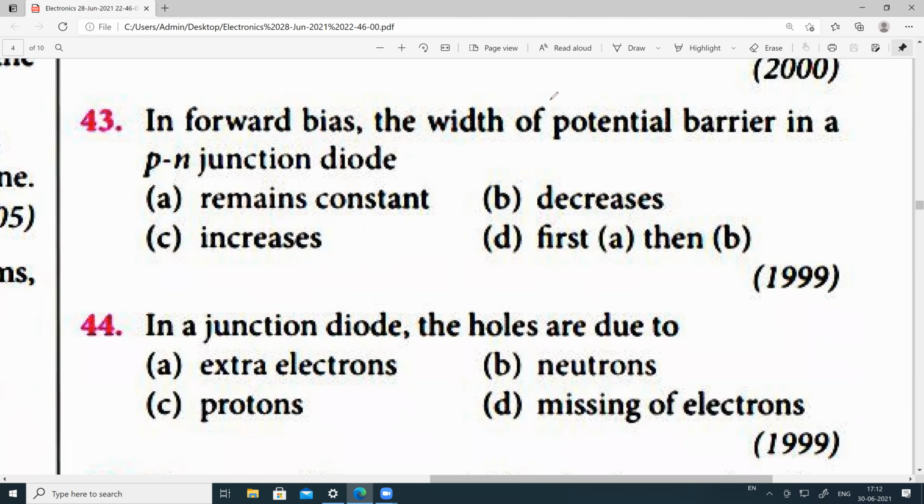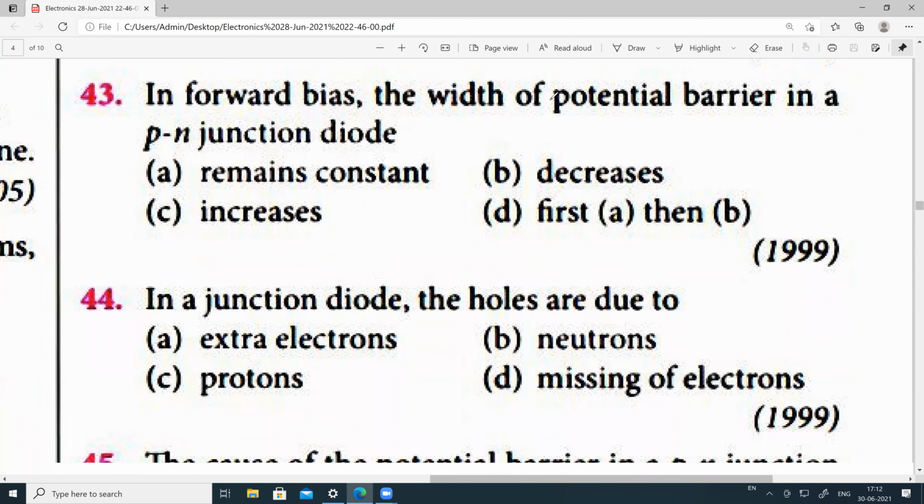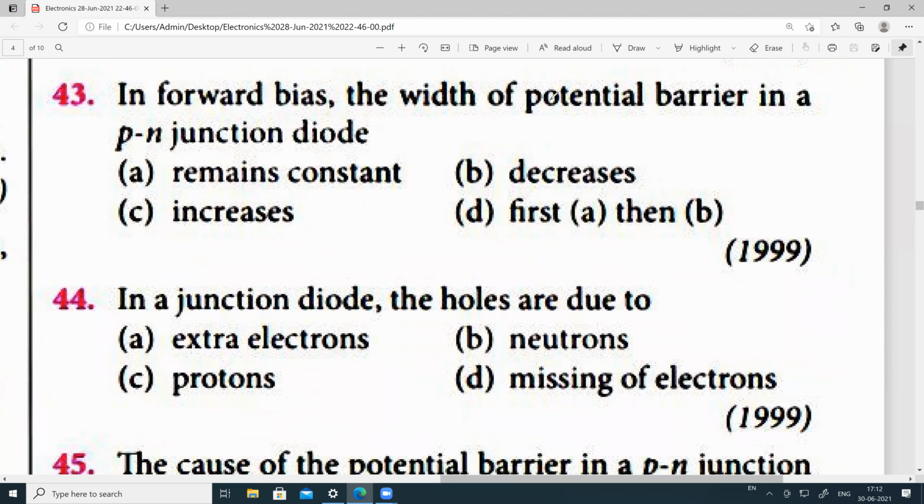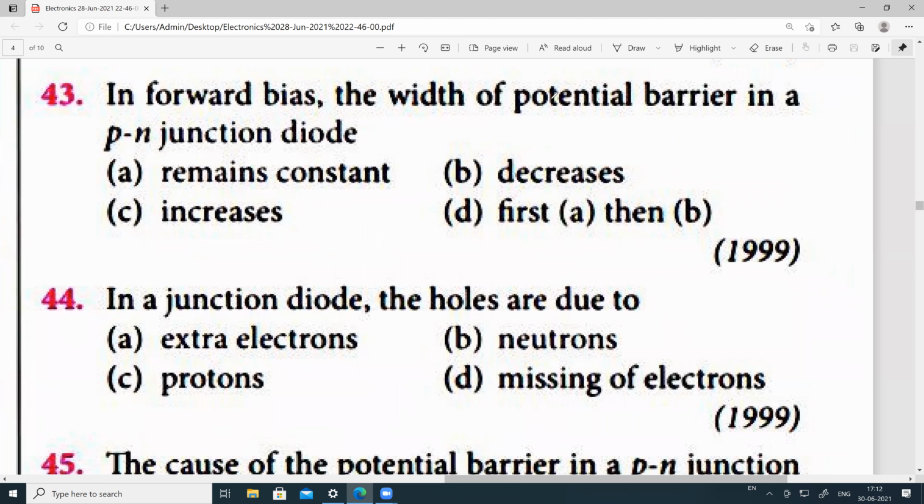So next, 43. In forward bias, the width of the potential barrier in a PN junction diode. In forward biasing, the conduction across the PN junction takes place due to migration of majority carriers. So hence the size of the depletion region decreases. Therefore, for the 43rd one, option B is the right answer.